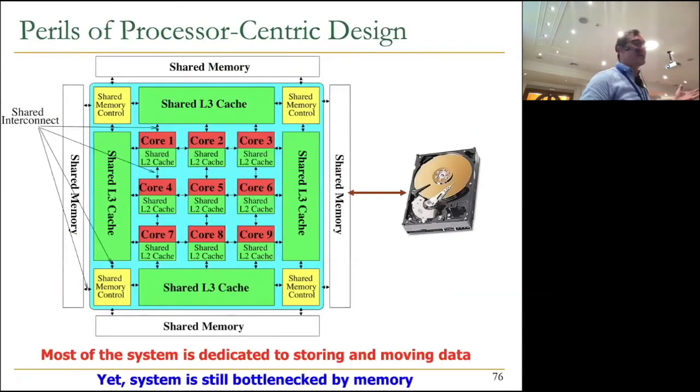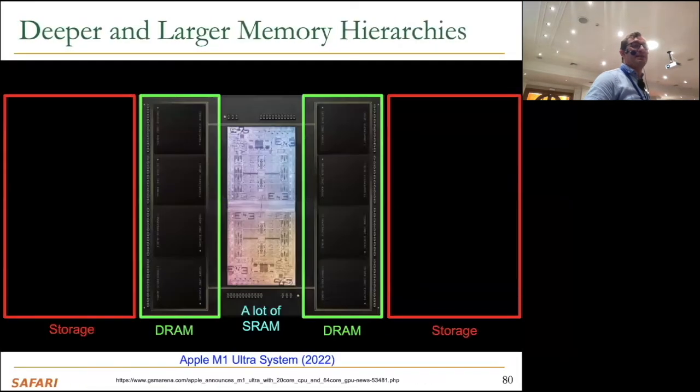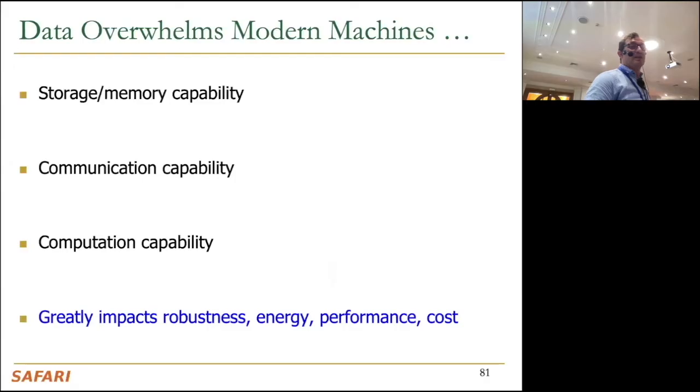And I've shown you examples of this. I'm not going to repeat them. And you can see real examples of real chips. And this keeps coming and coming. So in the end, data is really overwhelming our machines. It's overwhelming our storage and memory capability. That's why we keep adding more and more capacity in terms of storage and memory, more and more bandwidth, etc.